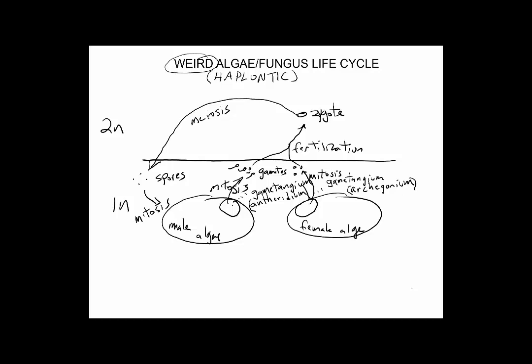So this is kind of a weird life cycle. Gametes produced by mitosis. Whoa. Multicellular haploid organisms. What? The only diploid stage is the zygote? Huh?